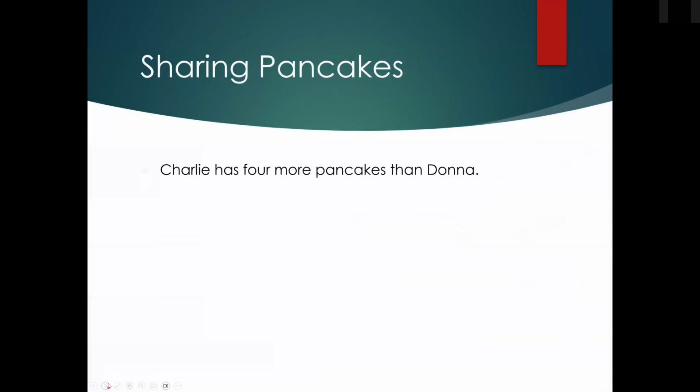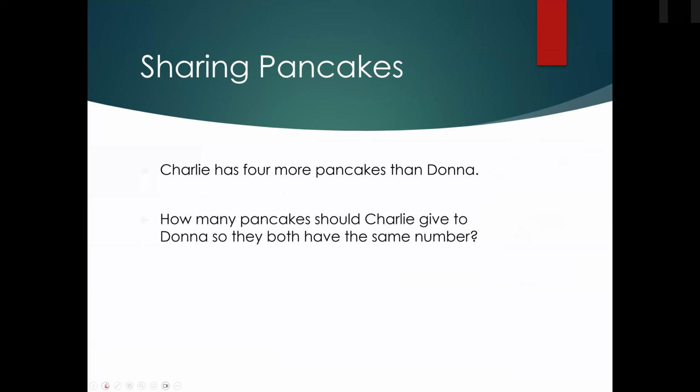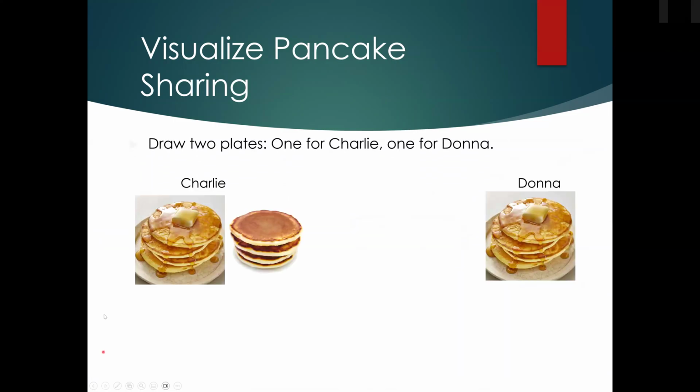Next question. Charlie has 4 more pancakes than Donna. How many pancakes should Charlie give to Donna so they both have the same number? So let's visualize it. It's always a good idea to visualize the questions that you're doing, especially if they're more complex. They will help us understand the question better and will be hopefully helpful in solving it. Okay, so let's draw some pancakes, right? Charlie and Donna, they both have a stack of pancakes, and Charlie has 4 extra.